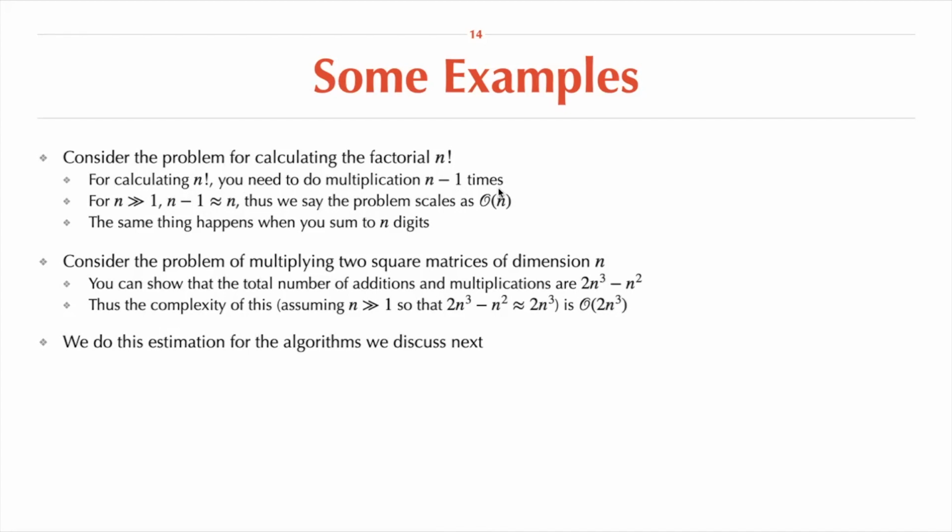The same thing will happen when you sum n digits. Let's say you have 1 plus 2 plus 3 plus 4 plus 5. When you sum 5 digits, you have to perform 4 additions. First 1 plus 2, then you add it to 3, then you add it to 4, then you add it to 5. So in total you perform 4 additions. Some more examples: when you multiply two n cross n matrices, you have to perform 2n cube minus n square operations. So this scales as O(n cube), and so on. We will discuss this complexity calculation for other algorithms like Gauss Jordan elimination and Gauss elimination.